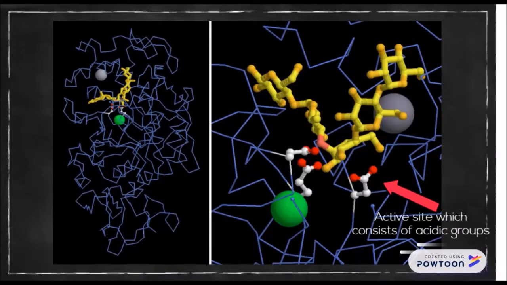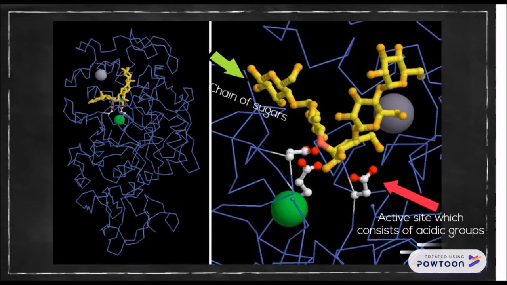The red and white is the active site, which consists of acidic groups. The yellow and orange are the chain of sugars. The gray sphere is the calcium ion, and the green sphere is the chloride ion.